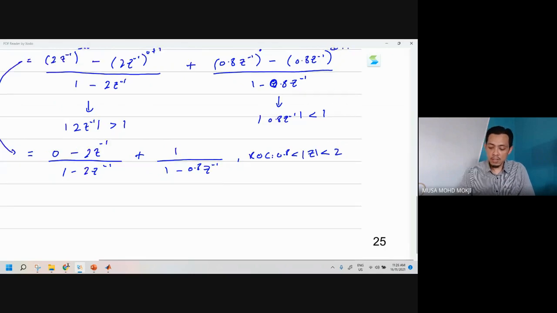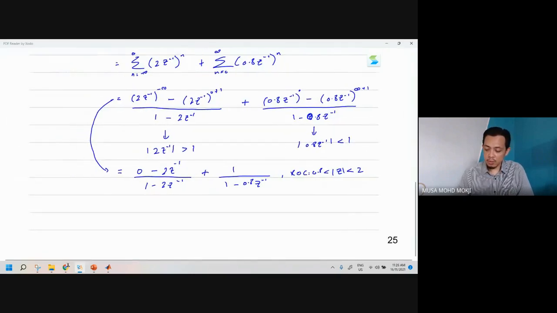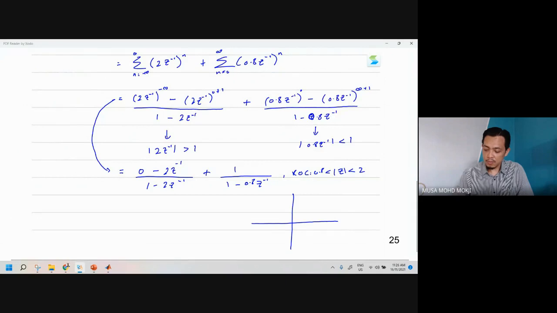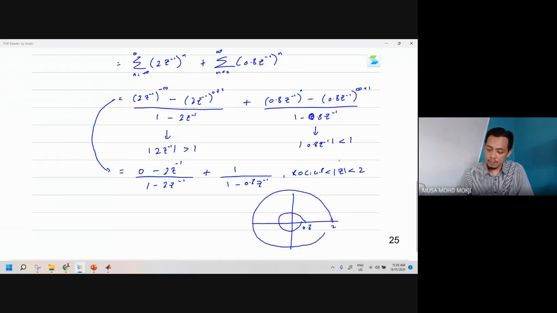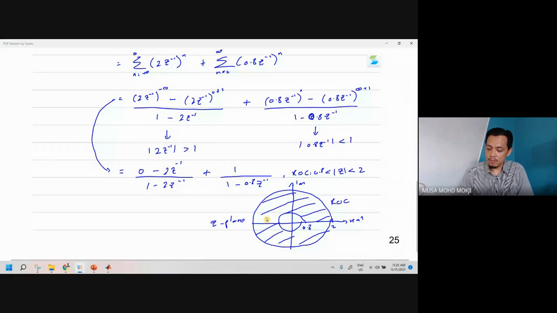Okay, and if you want to sketch the ROC, first you need 0.8, and the other one is 2. So you should have 2 circles. And these are the region of convergence. This is real. This is imaginary. Okay, so this is the z plane. Okay, so we have that one.